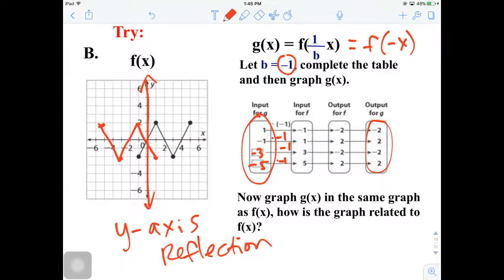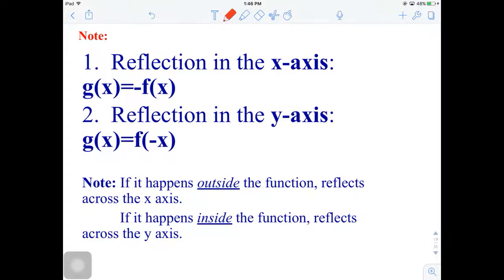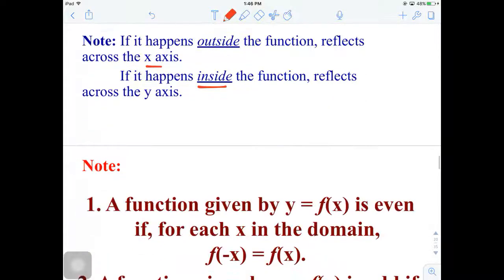And that sums up all of the transformations that deal with the horizontal and vertical stretch and reflection. So here in conclusion, we have the reflection in the x-axis when there is a negative in front of the f of x, and if there is a negative inside, then we have a y-axis reflection. So if it happens outside the function, it is x-axis. If it happens inside the function, then it is y-axis.